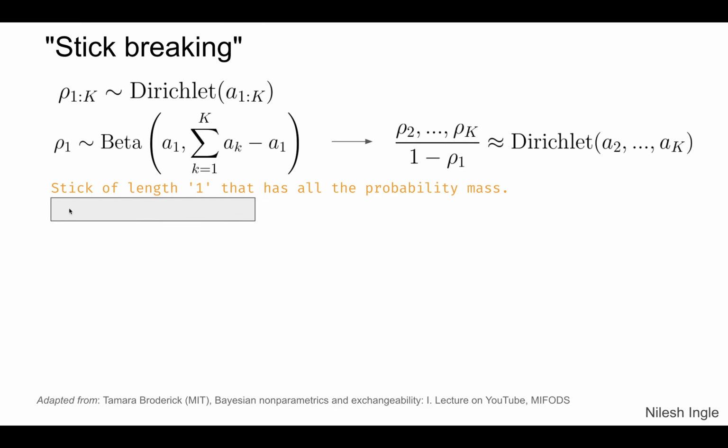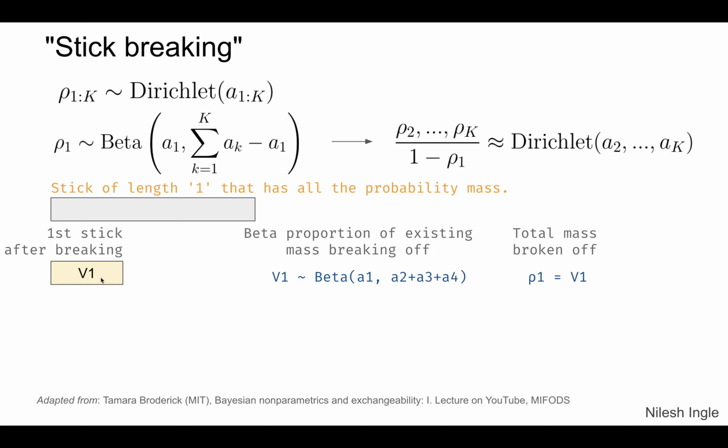Let's imagine a stick of length 1. That would be the total probability mass that we have. Now what we are going to do is break off a part of the stick. So we'll have the probability mass coming off from the stick and a part of it that remains on the stick. The very first part we broke off, let's say, is part V1.